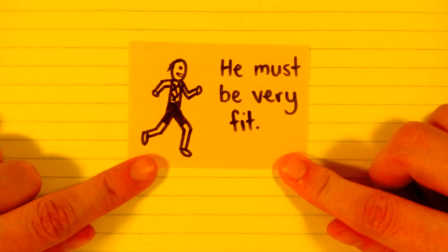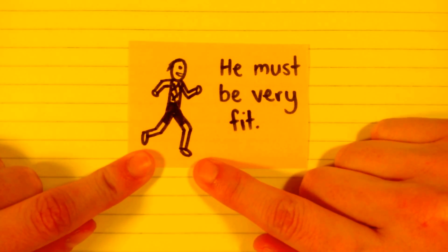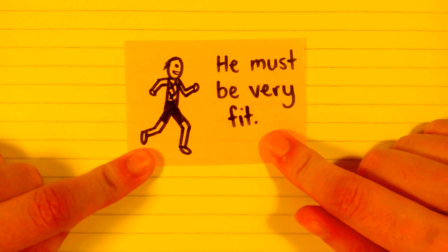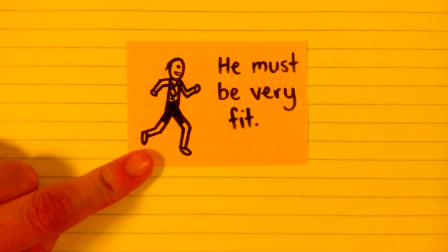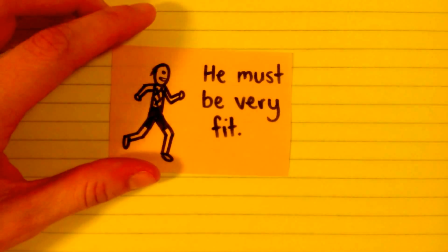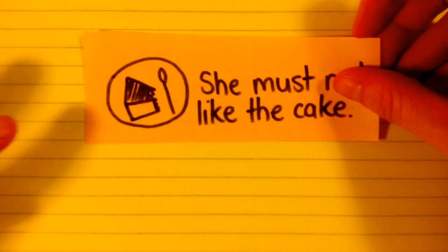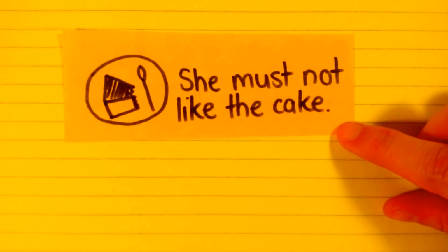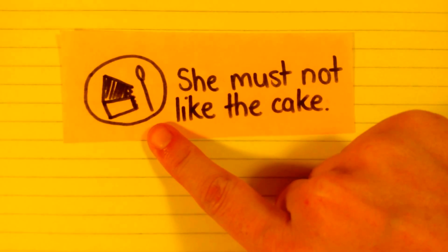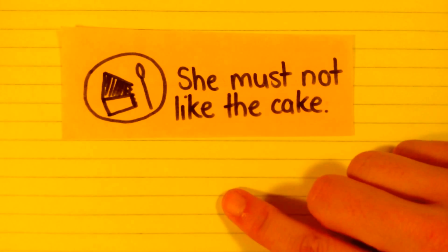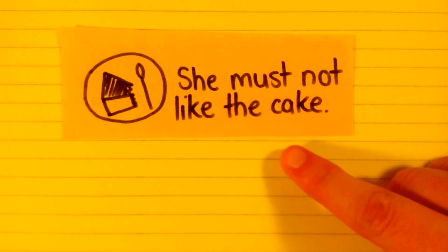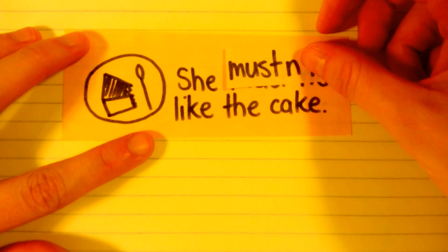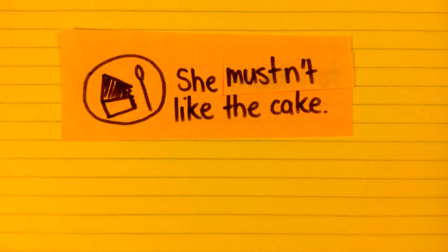Or I could say, my friend jogs every morning. He must be very fit. We can also use must combined with not to express a conclusion about something that must not be true. For example, she's not eating the cake. She mustn't like it. So we could say she must not like the cake, or we can say she mustn't like the cake. They're both the same.